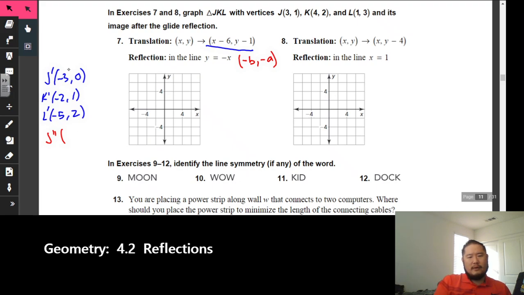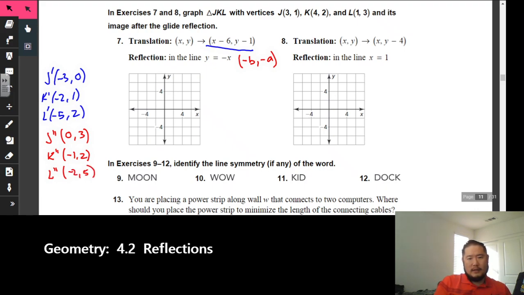And so I take a look right here at J prime. We're going to switch it. It's going to be 0, and then now positive 3, because there's no such thing as negative 0. We have K prime, double prime. We're going to switch. We're going to now have negative 1, positive 2, and L double prime is going to be negative 2, positive 5.